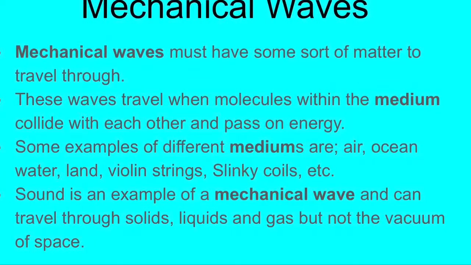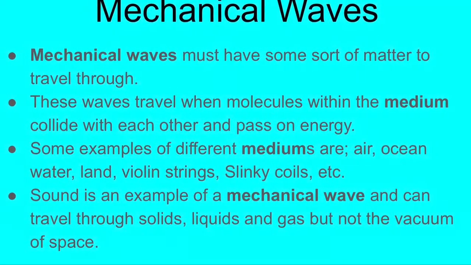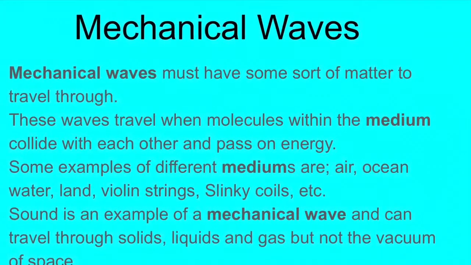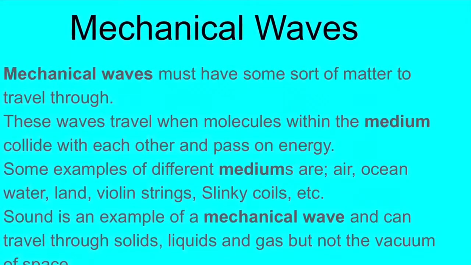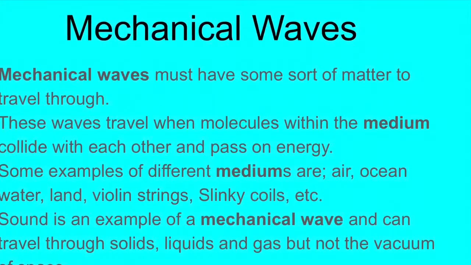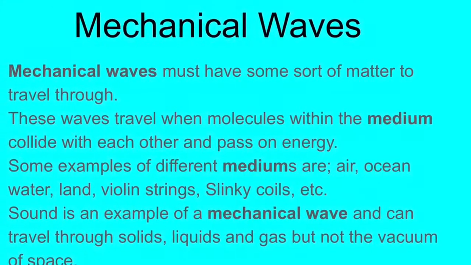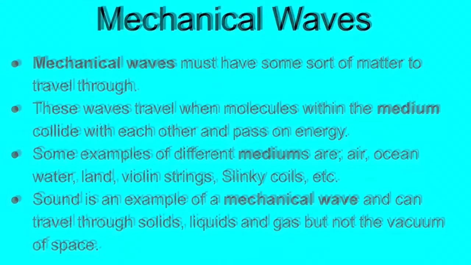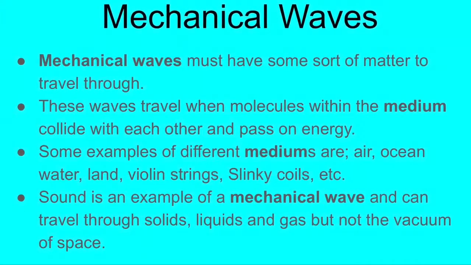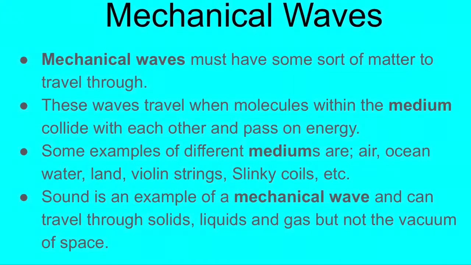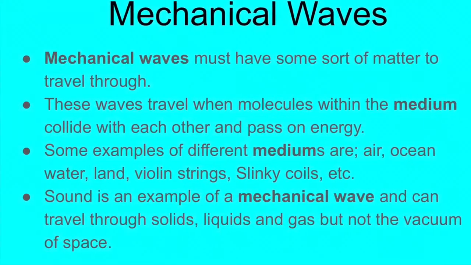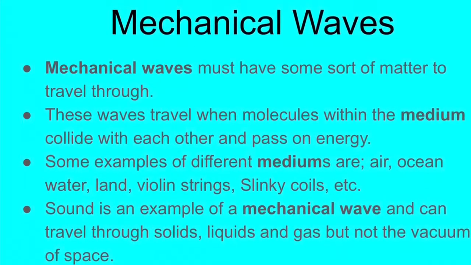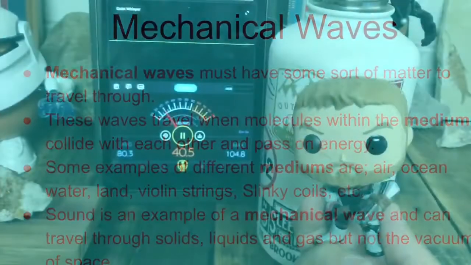Mechanical waves must have some sort of matter or medium to travel through. Some examples of those different mediums could be air, ocean water, land, violin strings, and slinky coils, etc. These waves travel when the molecules within this medium collide with each other and pass that energy on from molecule to molecule. Sound is an example of a good mechanical wave, and sound can travel through solids, liquids, and gases, but not the vacuum of space. We'll be able to see these sound waves travel through the air with the help of Thor, so check this out.